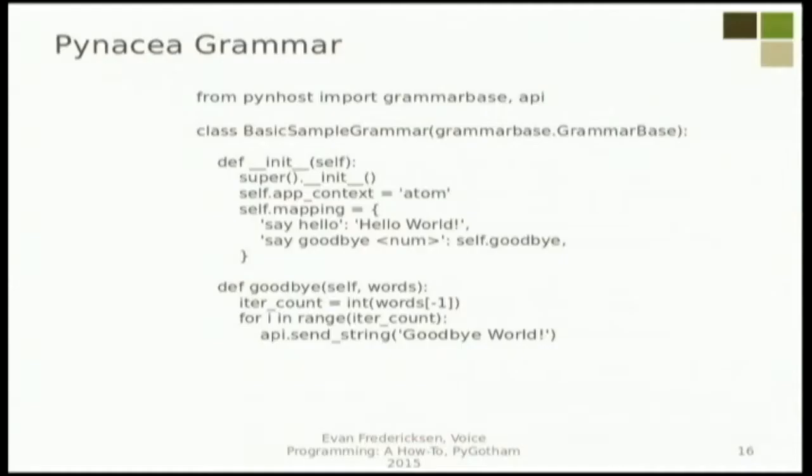So here's a bare bones grammar example. The rules are in the self.mapping dictionary there. So if it gets "say hello", it'll send hello world to whatever application you currently have running. If it gets "say goodbye" followed by any number, it will call the self.goodbye method, which executes that.